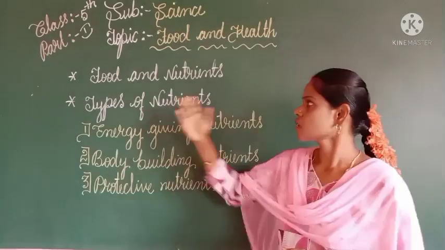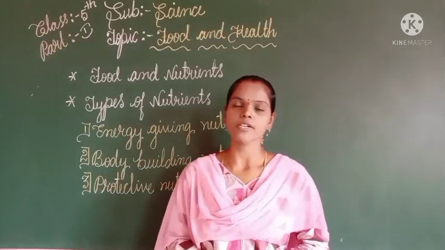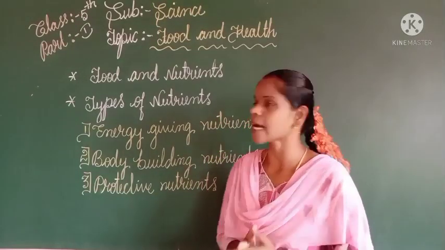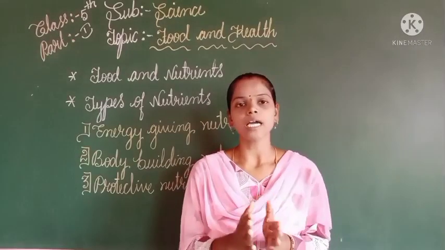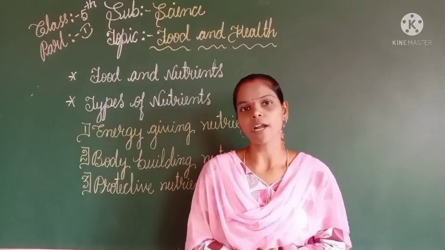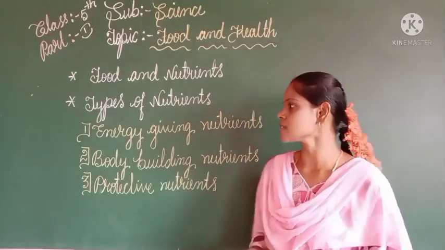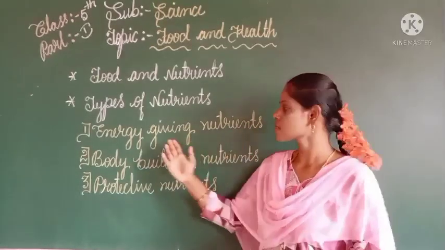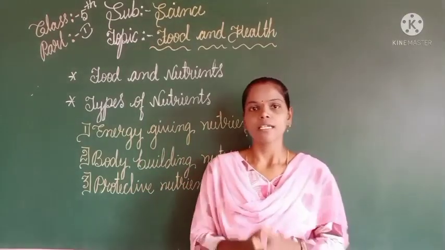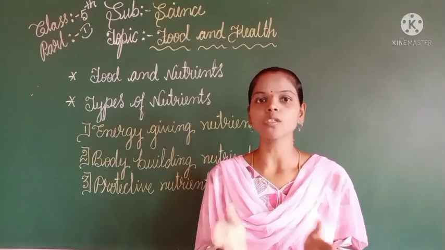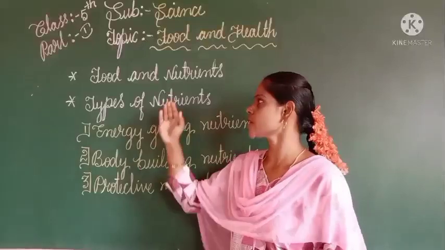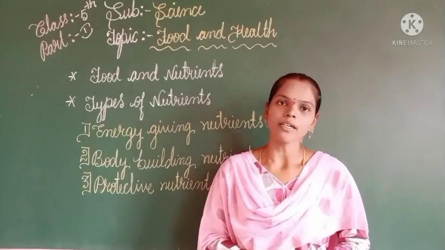So here, food and nutrients. First point is food and nutrients. Second point is the types of nutrients. In the types of nutrients, the different nutrients are divided into three parts, such as energy giving nutrients, body building nutrients and protective nutrients. The nutrients are divided into three main parts. So let us know in detail the first point, food and nutrients.